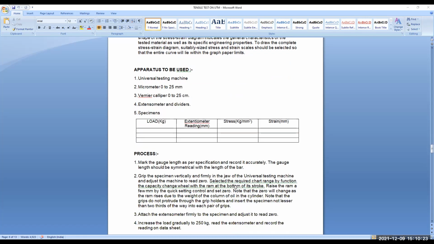So, the process. First of all, mark the gauge length as per specification and record it accurately. Gauge length is the length between the two dumbbell-shaped ends, that is, the straight portion of your test piece or specimen. The thicker-diameter dumbbell portions are used for gripping the metal in the testing machine. Gauge length should be the length between these two ends, excluding the length of the dumbbell portions.